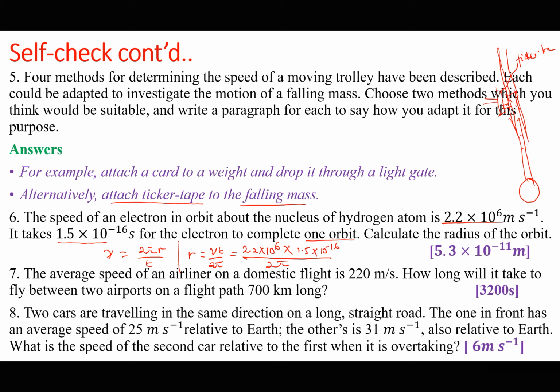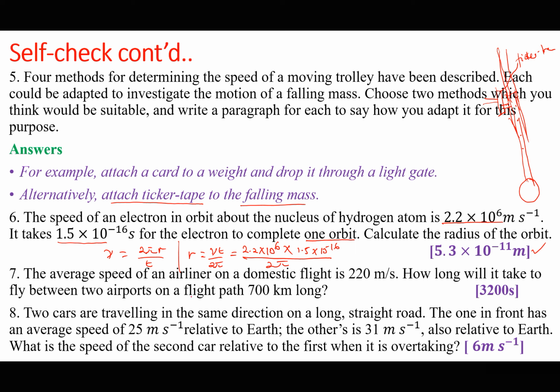I'll check and see if this answer is correct. 2.2 exponent 6, 1.5 exponent minus 16, divide by 2 pi. So this answer should be correct.